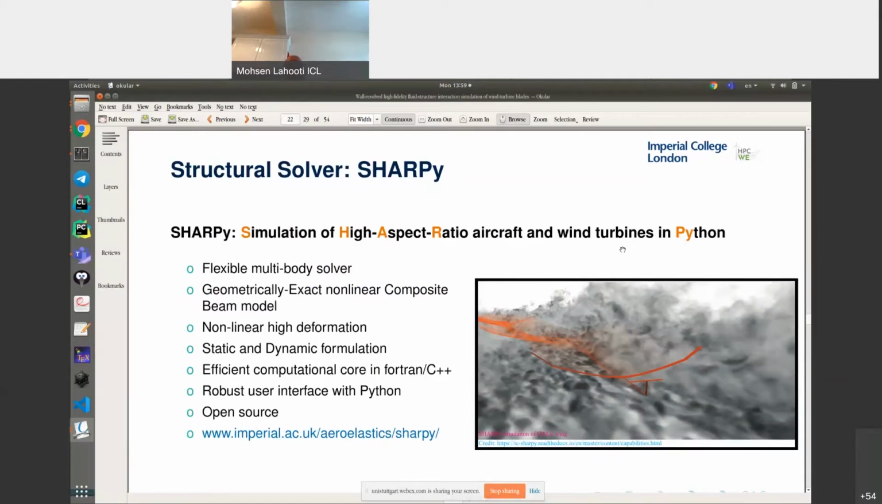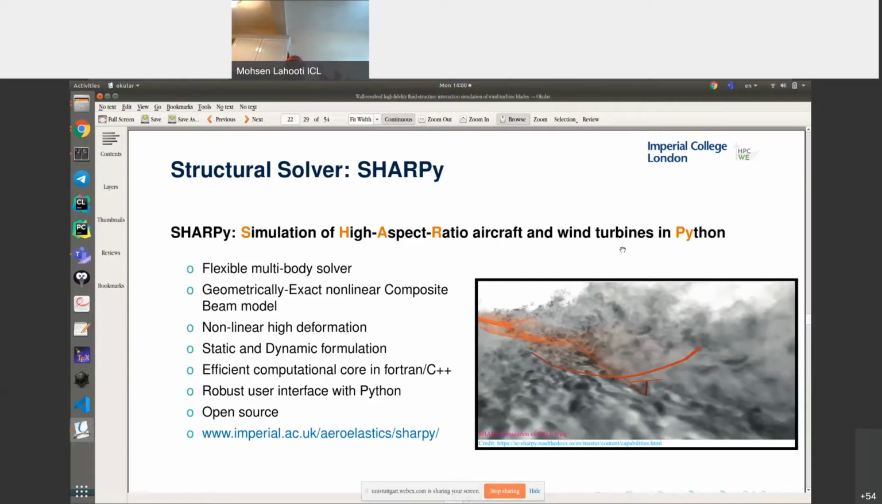It's a flexible multi-body solver that uses the state-of-the-art geometrically exact nonlinear composite beam model. It supports nonlinear, highly deformed structures and static and dynamic formulations. The computational cores are written in Fortran and C++ for efficiency, and it has a robust Python user interface, and you can see the address for them.